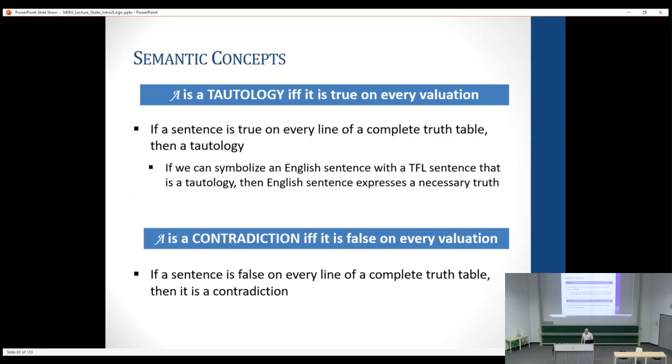Not all necessary truths are tautologies, because some of the ways you could be necessarily true might be in virtue of the meaning of the constitutive sentences, not purely in terms of your truth functional form. So a tautology is a type of necessary truth, but not the other way around. Same thing with contradictions and necessary falsehoods. All contradictions are necessarily false, but not all necessary falsehoods are contradictions in this sense.